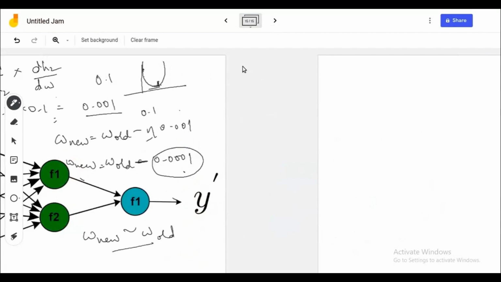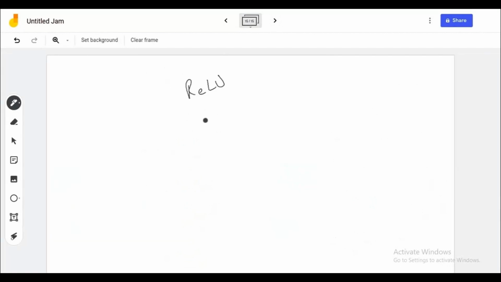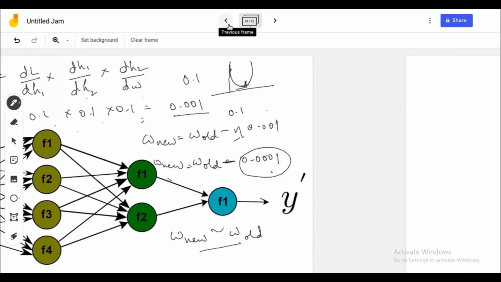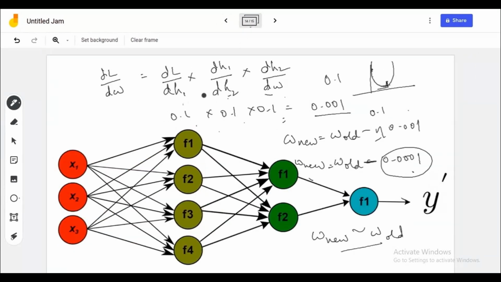That is why we were introduced to the concept of ReLU. What ReLU did was maximum of 0 and z. So this was the graph. Then I told you about the problem with ReLU, which was the dying ReLU problem. If the value is greater than 0, you will always get the differentiation equal to 1. But if the value is less than 0, then if any of these values becomes 0, the whole thing becomes 0. So let's suppose I am activating this part here.